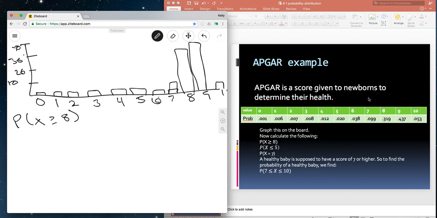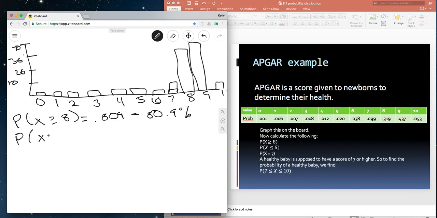So we come down here, and these aren't fractions, so we're just going to add the decimals. So 0.319 plus 0.437 plus 0.053 is 8 or higher, and that's going to be 0.809 or 80.9%. So as you saw on our graph, a big chunk of it is over here on these last 3, which is good because that means these are all healthy babies, which is a good thing.